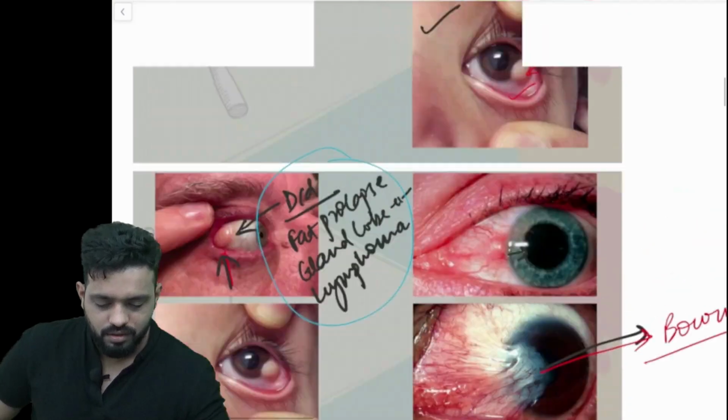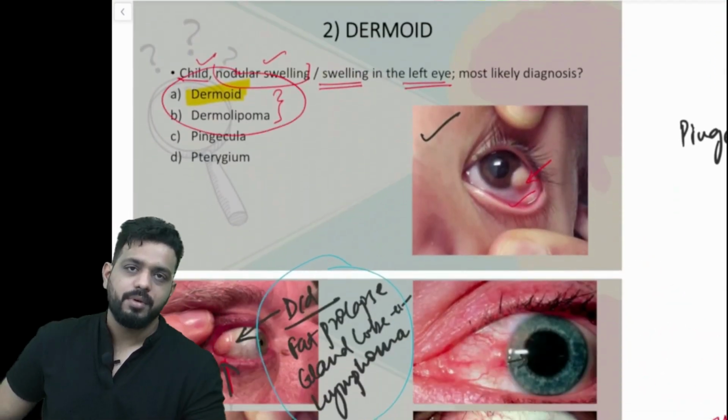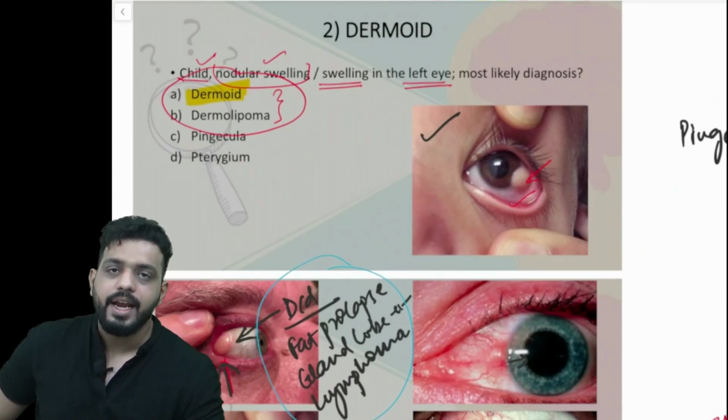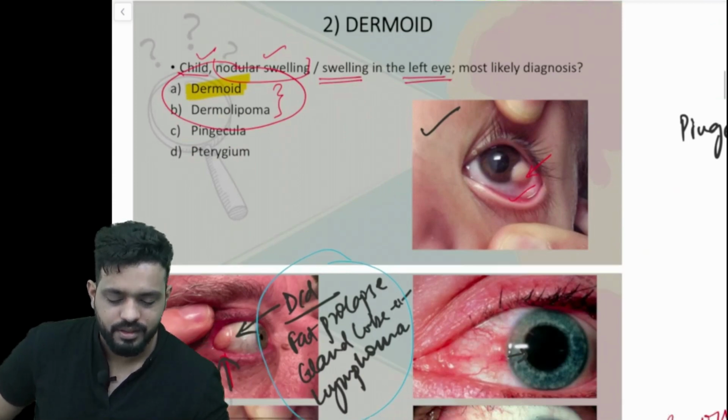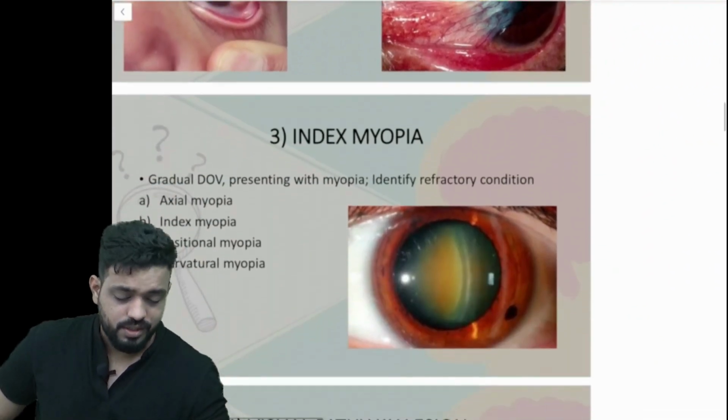So the confusion here was between dermolipoma and dermoid. Always the right answer here is 100% dermoid, or in other words limbal dermoid. Let's move on to question number 3.